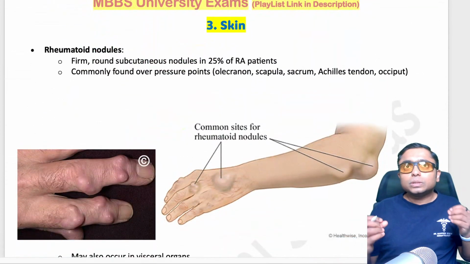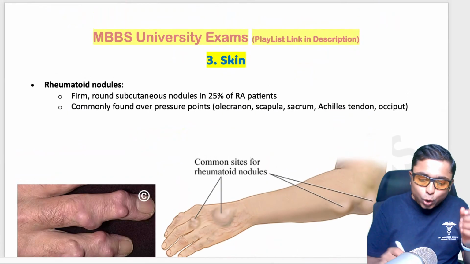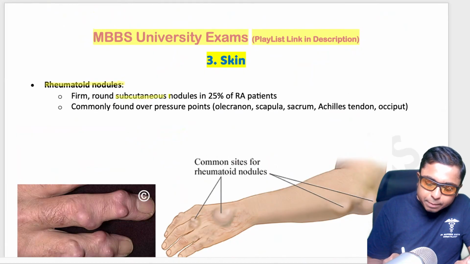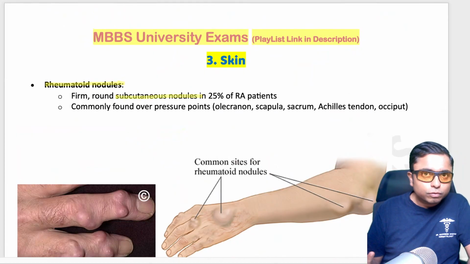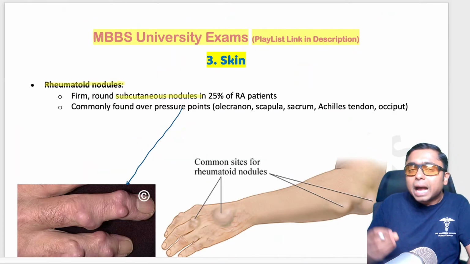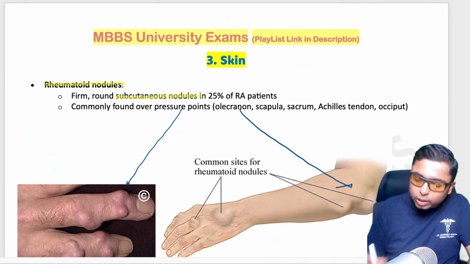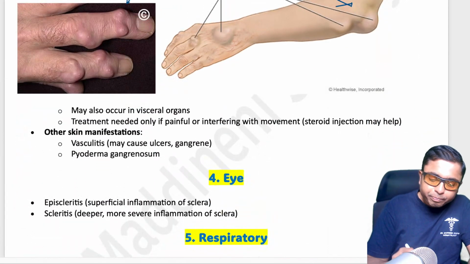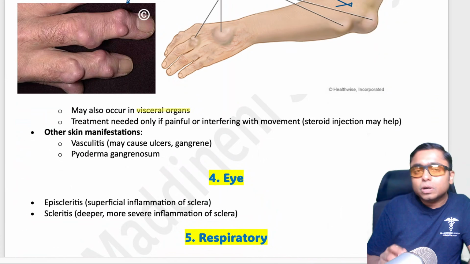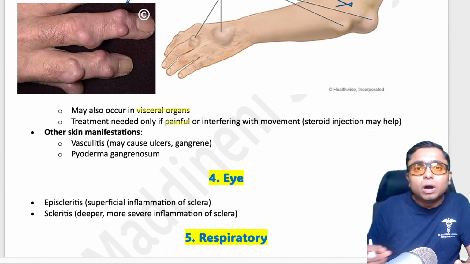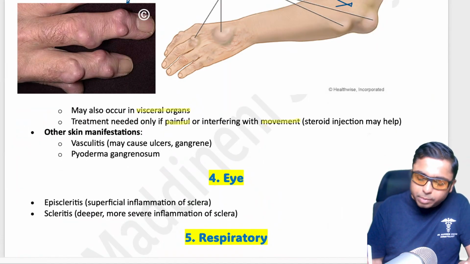Coming to the skin, the patients are going to have the rheumatoid nodule. So just write down this term, rheumatoid nodules, important. What are these? Basically subcutaneous nodules which can be seen in a quarter of the patients of RA, and they are mainly seen over the pressure points, as you are able to see here, IP joints. They can also be found over the olecranon, sacrum, Achilles tendon, and all the other pressure point areas. And also these rheumatoid nodules can occur in the viscera. They don't require treatment, but if they are painful or interfering with the movement, treatment might be required in the form of steroid injection and local anesthetic combination.